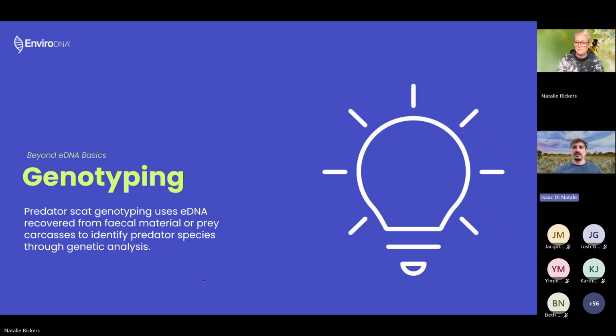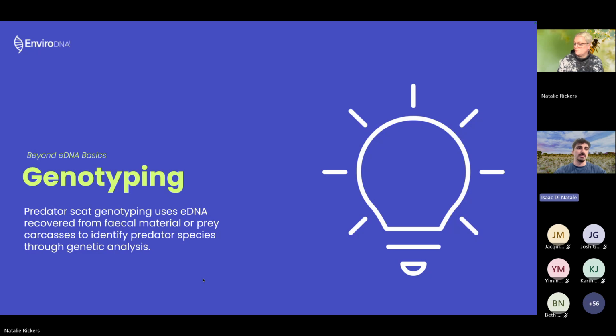We can also utilize the DNA within scat samples to help identify individual predators and assess the impact of predator control programs. We do that with predator scat genotyping, using eDNA recovered from fecal material to identify predator species through genetic analysis. By genotyping multiple scat samples, we can start to distinguish individual animals and enable an estimate of population size, abundance, and distribution, including those camera-shy or trap-shy predators that would otherwise evade traditional control measures.